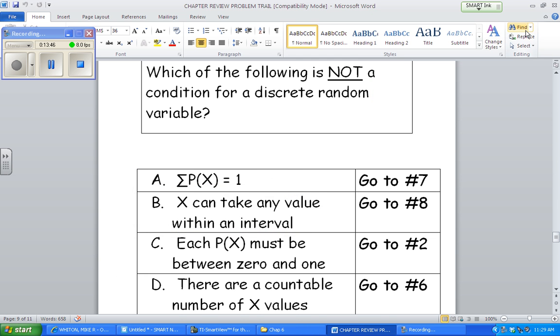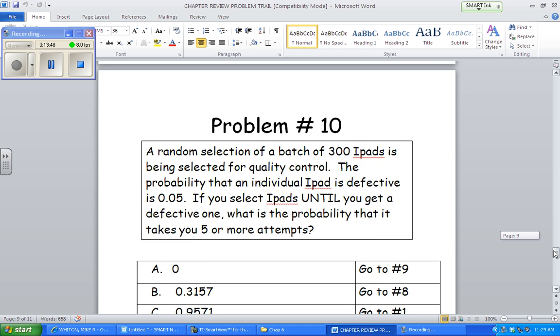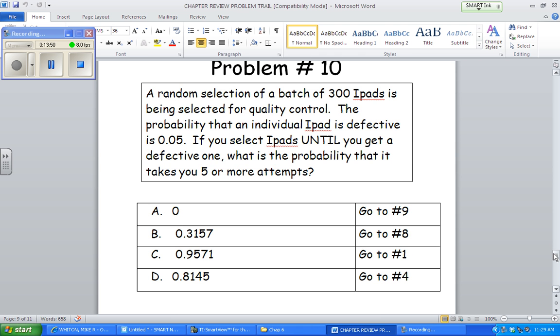And finally, the last question, number 10. Back to the iPads. The probability that an individual iPad is defective is 0.05. If we select until you get a defective one, okay? Until your first success, that's geometric. Remember, there are actually a couple differences. The geometric is until your first success, and there is not a set number of trials because you don't know how long it's going to take until you get your first success.